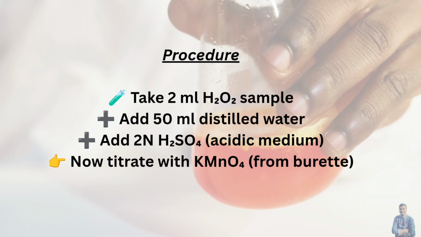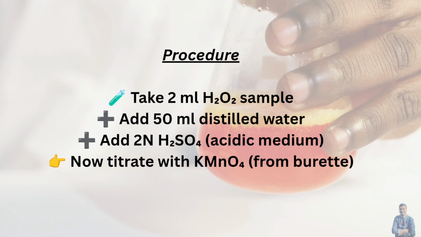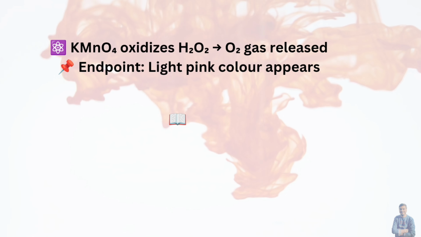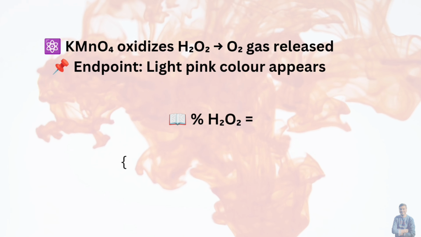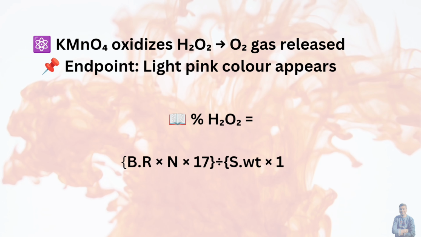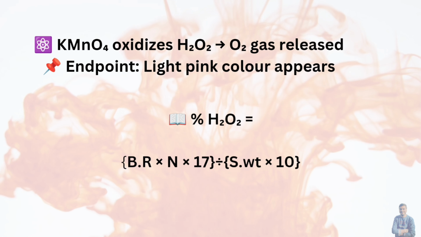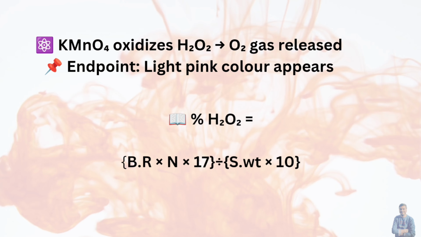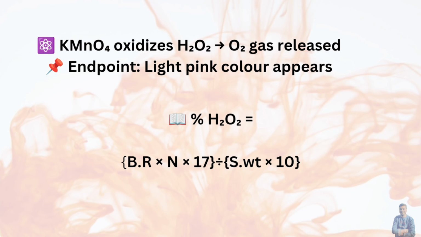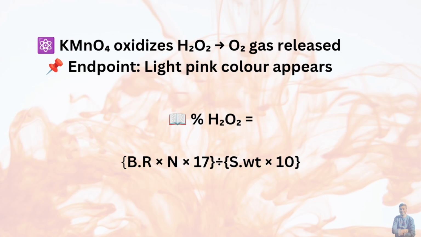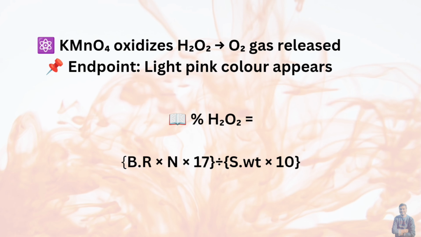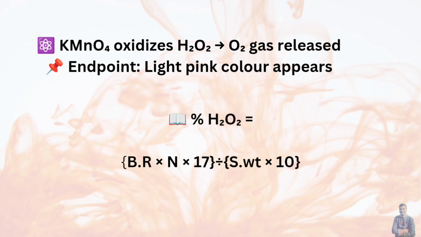The best part, the moment the purple disappears, we know exactly how much KMnO₄ it took to react with the hydrogen peroxide. That's how we measure and understand chemical reactions. This simple experiment shows us the power of chemical reactions and how scientists measure things precisely. It's quick, it's fun, and it helps us learn how chemicals interact in the world around us.